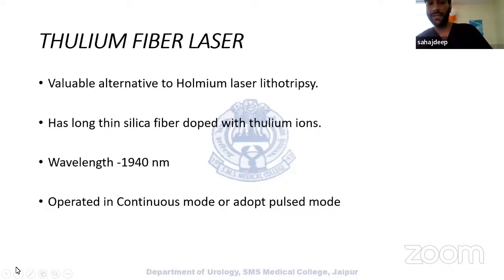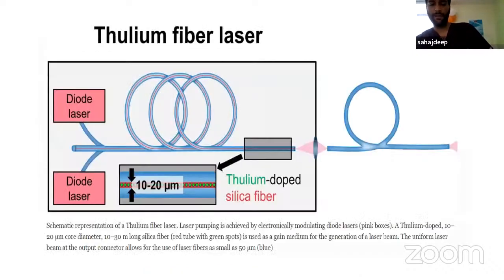Thulium fiber laser. It is a valuable alternative to holmium laser lithotripsy. It has a long, thin silica fiber doped with thulium ion. It has a wavelength around 1914 nanometer. It can be operated in both continuous as well as pulse mode. This is the schematic diagram showing the thulium laser fiber. At one end, it has a diode laser, and laser pumping is achieved by this diode laser, and this is a long thin silica fiber doped with thulium ion. And at the end, there is a transient opening which allows the laser beam to exit.